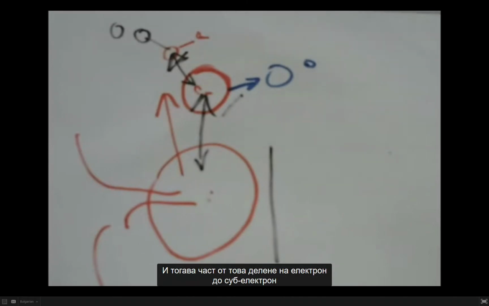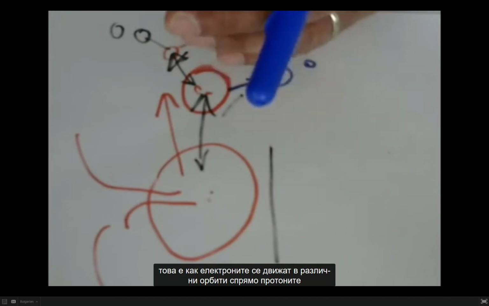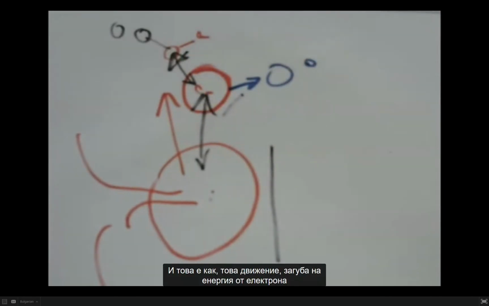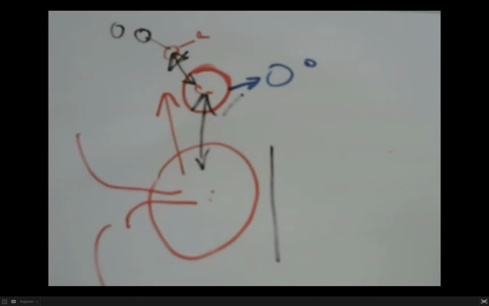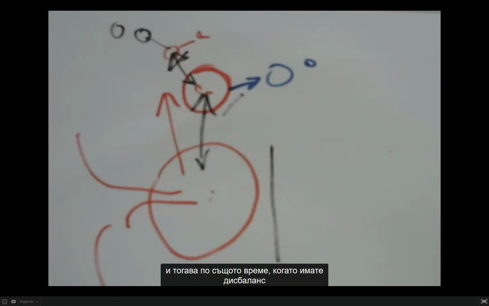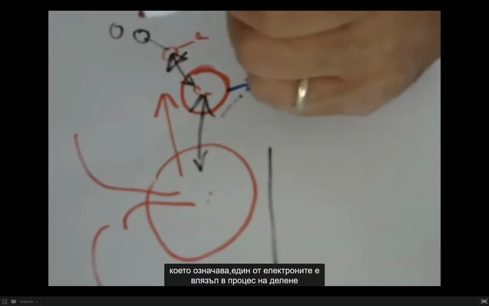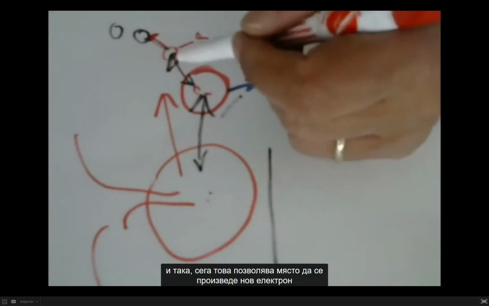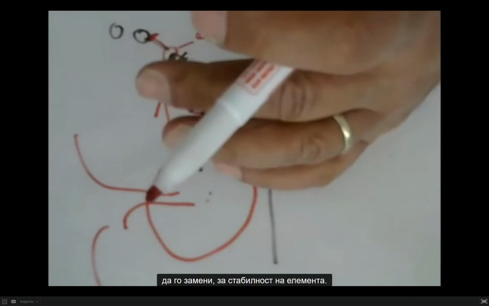And then part of this division of the electron to sub-electron, this is how electrons move in different orbits in respect to the proton and neutrons and the nucleus. And this is how this movement, loss of the energy by electron, dictates the release and conversion of the neutron to divide into electron and proton. This division of the neutron is a continuous process. And then at the same time, when you have a disbalance, which means one of the electrons has gone into the process of division, so now it allows a space for a new electron to be produced to replace it for the stability of the element.